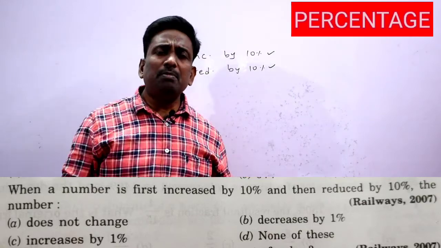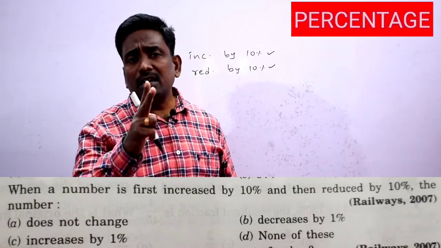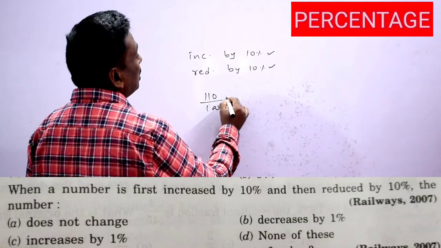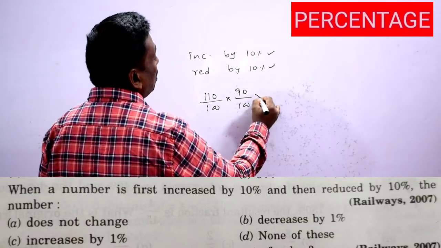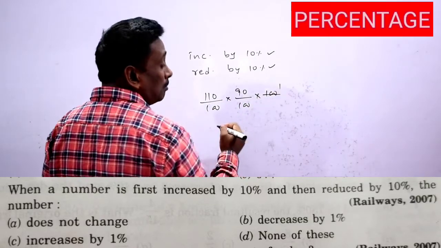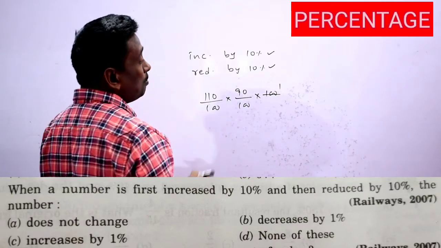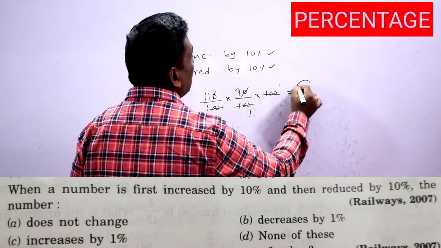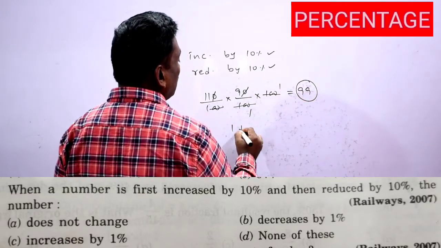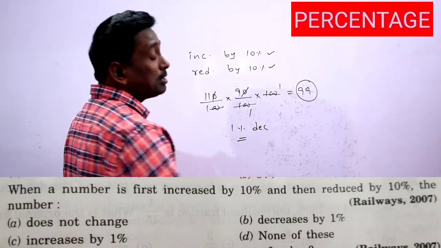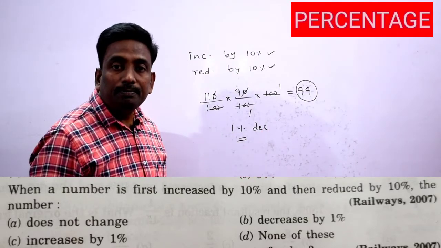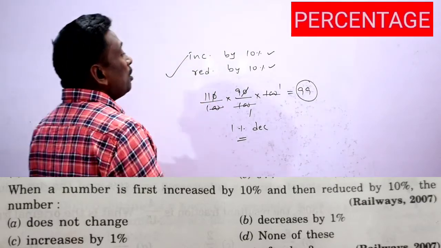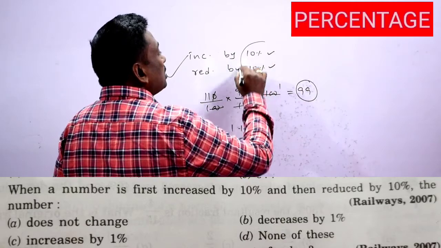Whatever the question may be, whenever two percentages are given, you solve simply. 10% increase means 110 by 100, 10% decrease means 90 by 100. If you want to represent this value in the form of percentage, multiply with 100. The 2 zeros get cancelled, this is 99. When compared with 100, this is 1 less. That's why you can say that the number is decreased by 1%. This is the way always. Simply, here one more logic is there.